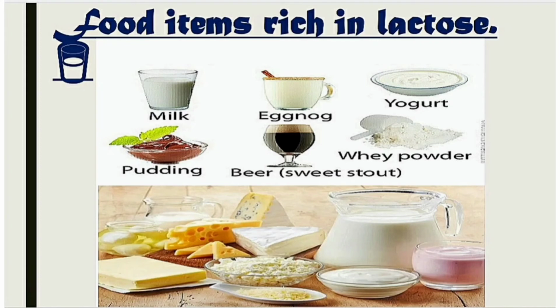And these are the food items that are rich in lactose. Lactose promotes the growth of beneficial intestinal bacteria, and it also increases the resistance to intestinal infections among infants and children, and also helps in maintaining good intestinal flora. So this is all about disaccharides.